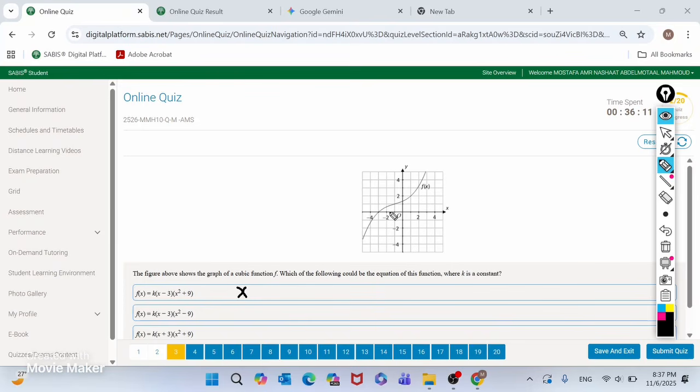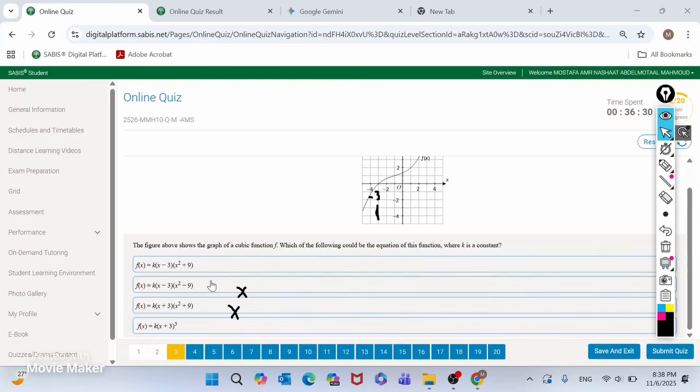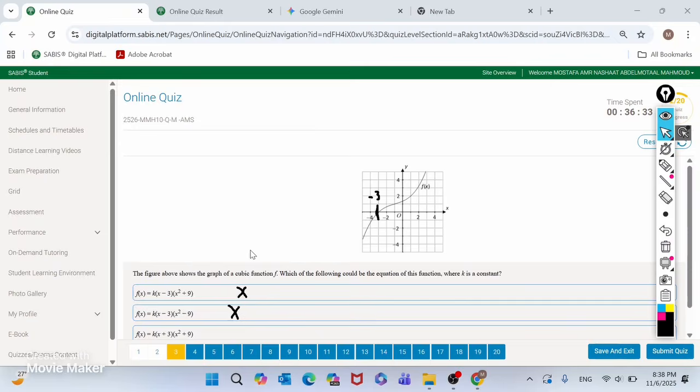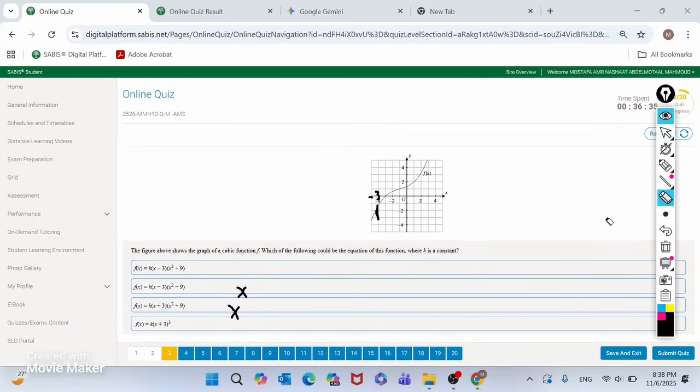Okay, and x minus 3 again, no, because f of x is 0 at x equals negative 3. So we need the function to be x plus 3. Let's zoom out so you can see all of x and y. Now we know this one's wrong and we know this one's wrong. Now we're between these two.